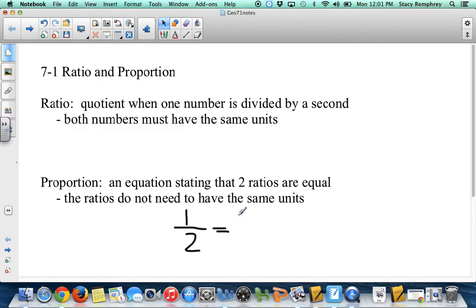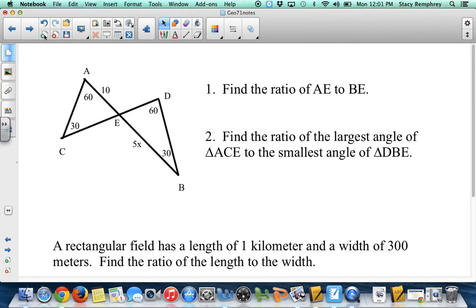Okay, that's a proportion. It's stating that two things are equal. So sometimes you'll see a proportion with a missing part. Remember that they have to represent the same thing. They have to be equal. So you can do the cross multiplication. We're going to talk about some of those actually tomorrow.